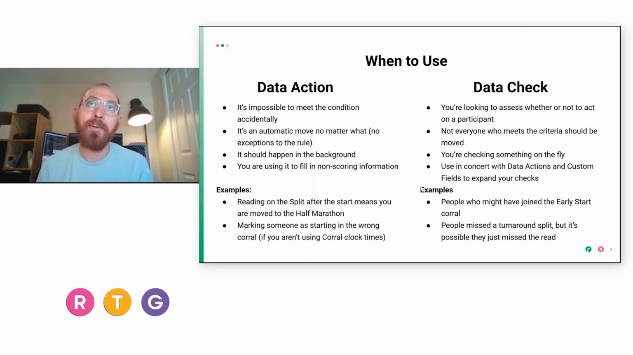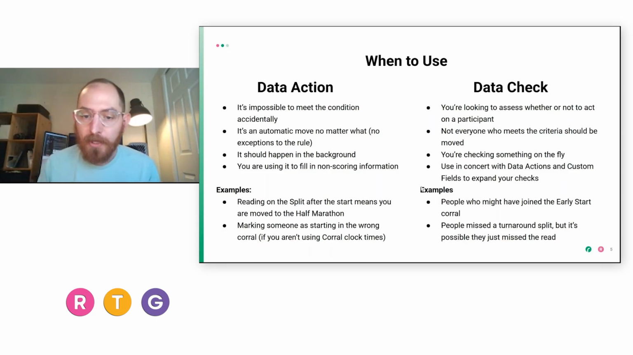So if you did have a data action that was setting a flag to true when some conditions were met automatically, you could then use that custom field to say, hey, show me anyone whose "seen at corral" flag was set to true. And that would show you a list of participants who met that condition via a data action. And then you could decide what you want to do with them. So you can use these two in conjunction as well.